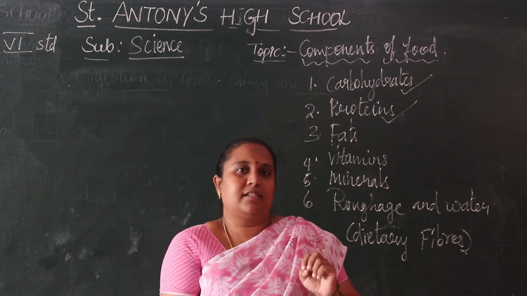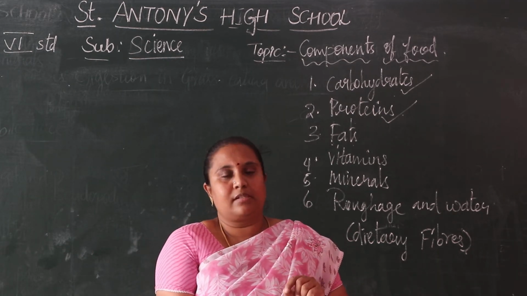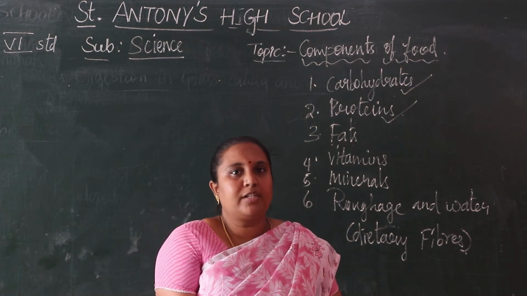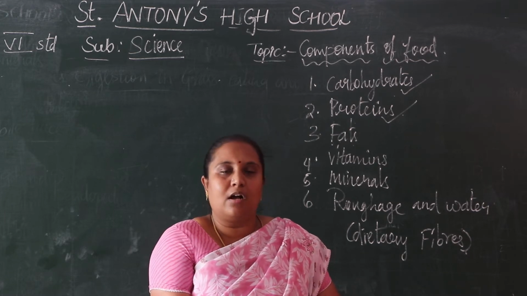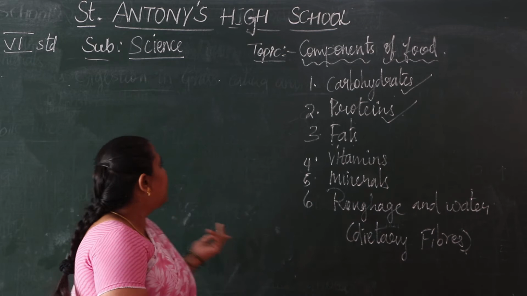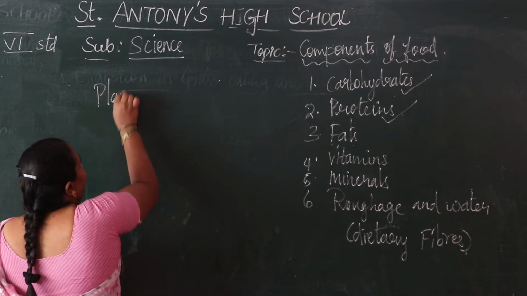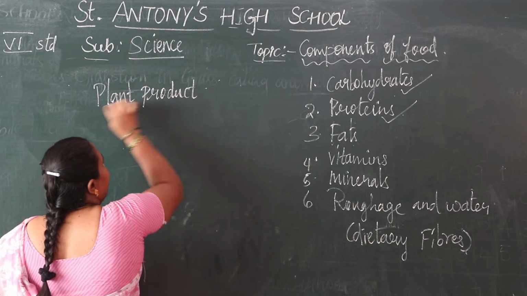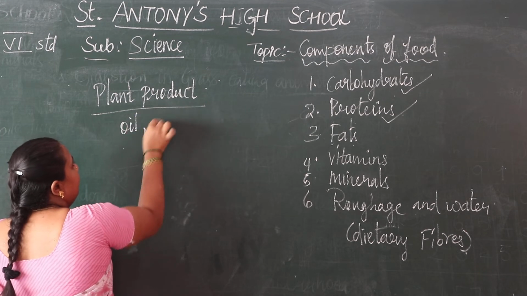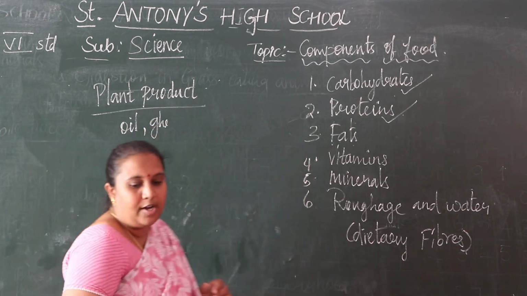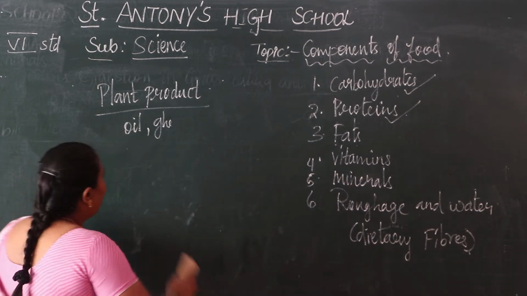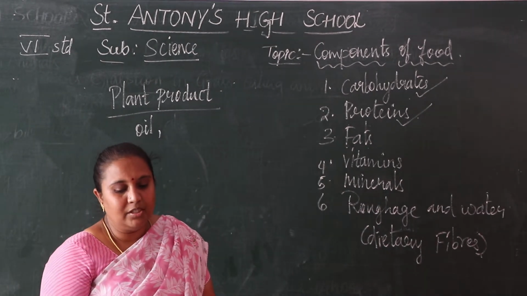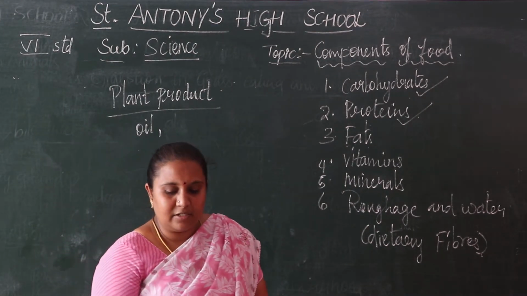So what are fats? The oily rich foods, that we can say are fats. We are getting fats from animal products as well as plant products. Let us see what plant products we are getting fats from. From plant products we get fat items like oil and ghee. Oil is the main thing, that is groundnut oil, soybean oil and mustard oil. These we get from plant products.